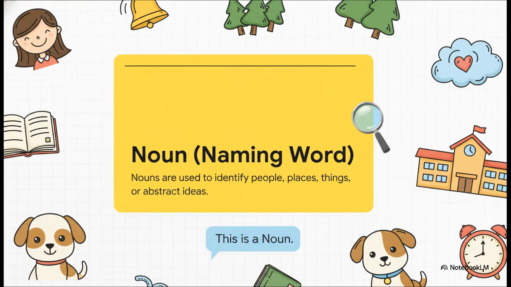So first up, what exactly is a noun? Well, a noun is simply a naming word. It gives a name to a person, a place, a thing, or even a feeling. For instance, forest is a place, and excitement is a feeling.